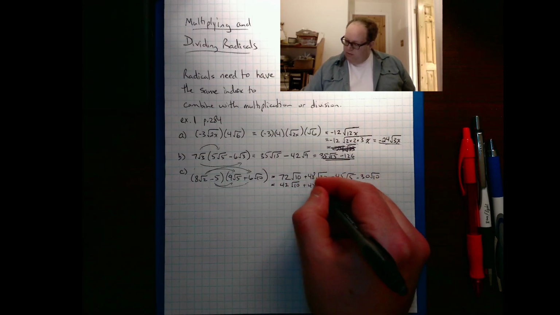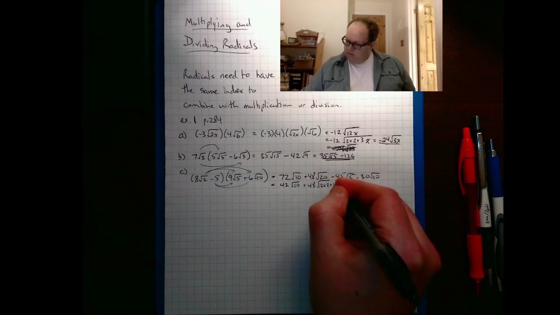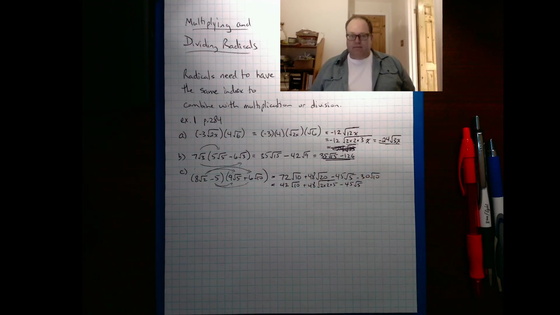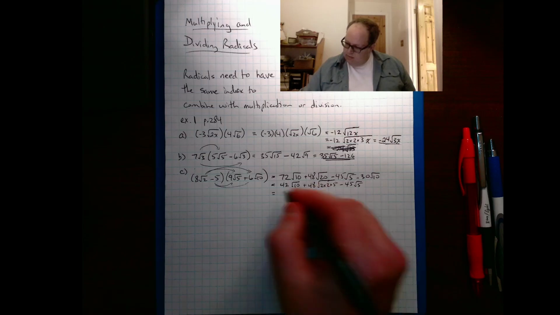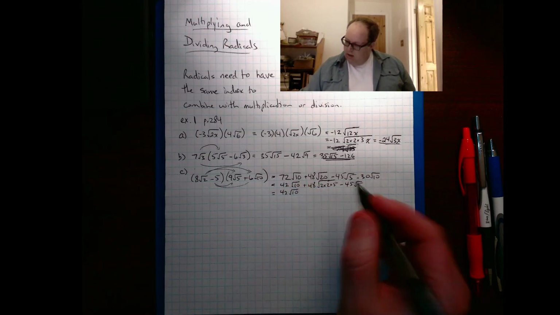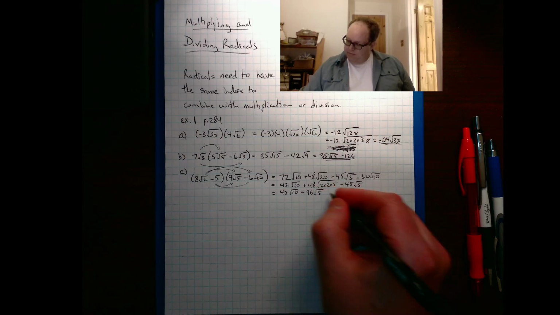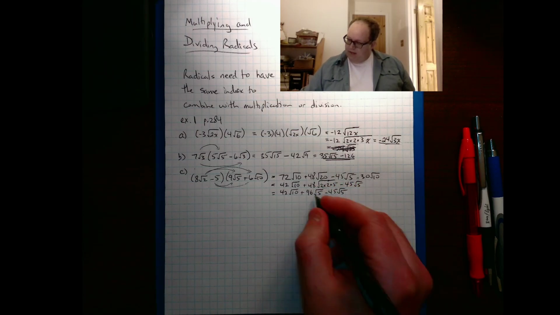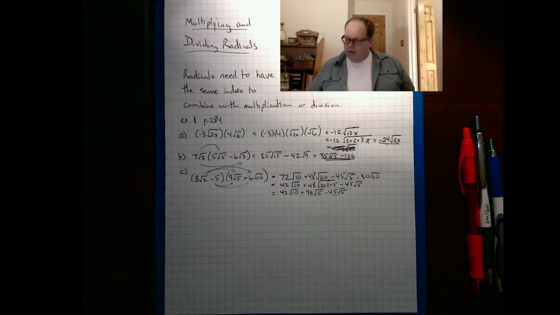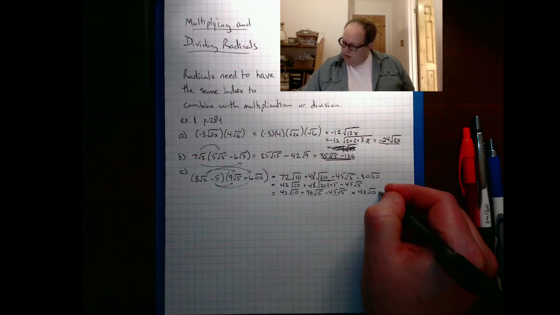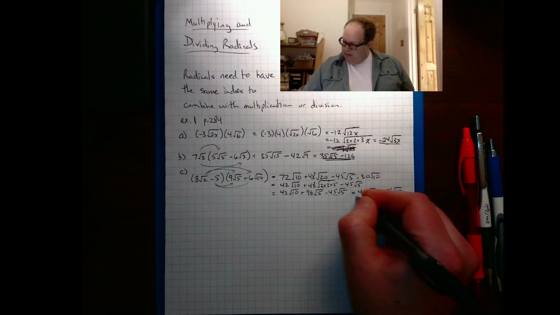48 root 20 would be 48 times the square root of 2 times 10, which is 2 times 5. Can't do anything immediately with the 45 root 5. However, this will simplify. Since there's two 2's inside, I can bring one out. 96 root 5 minus 45 root 5, and then I end up with two more like radicals here on the end. So I can combine those, and I end up with 42 root 10 plus 51 root 5.